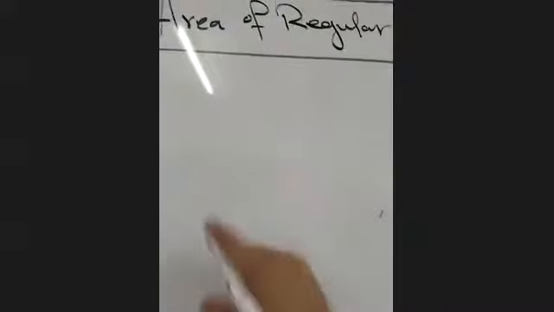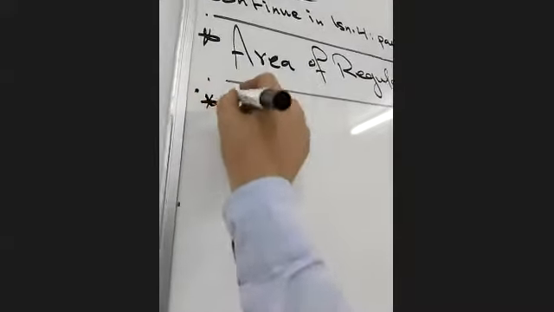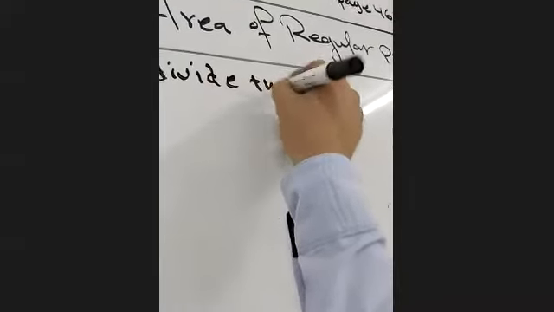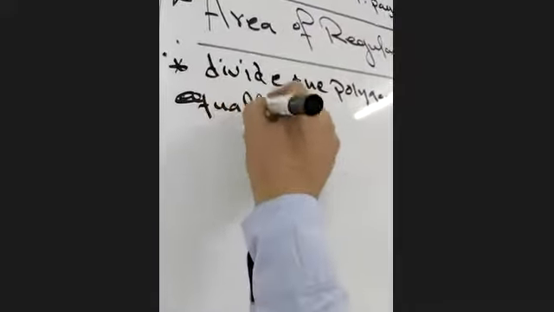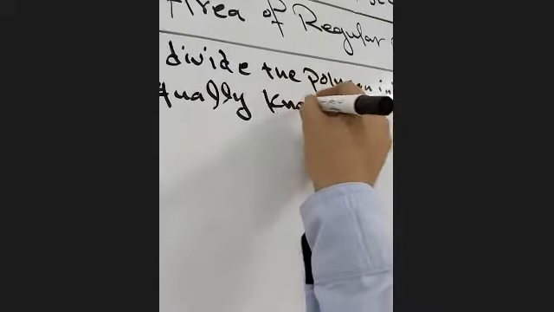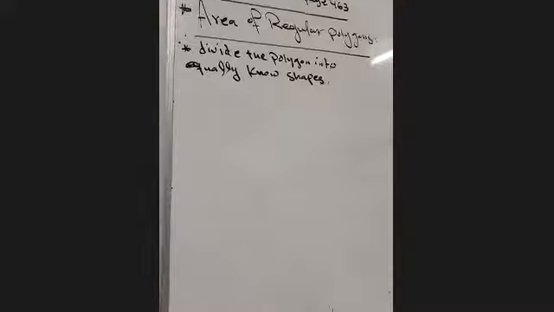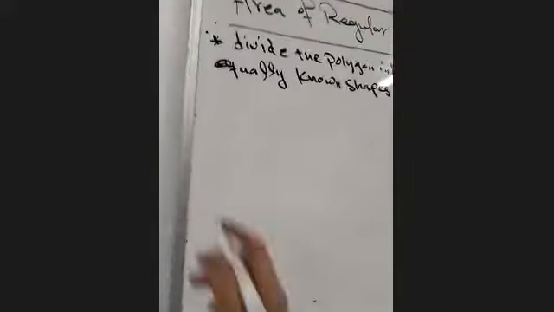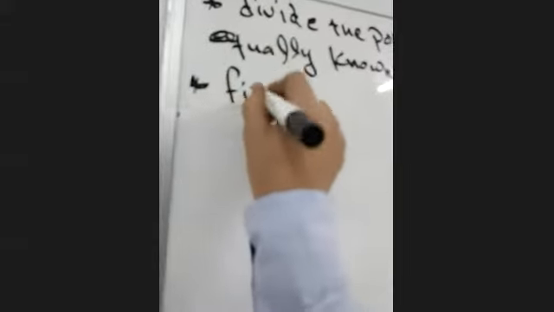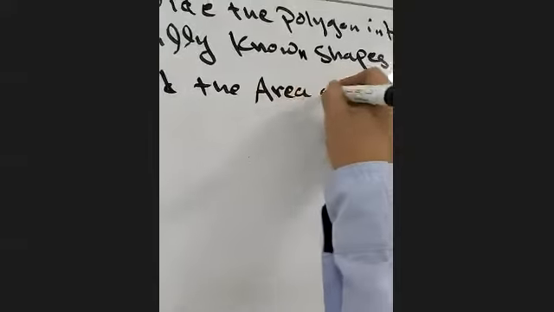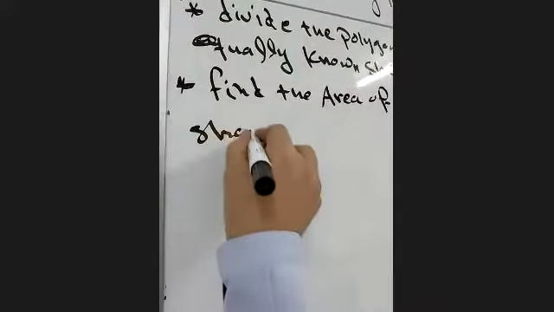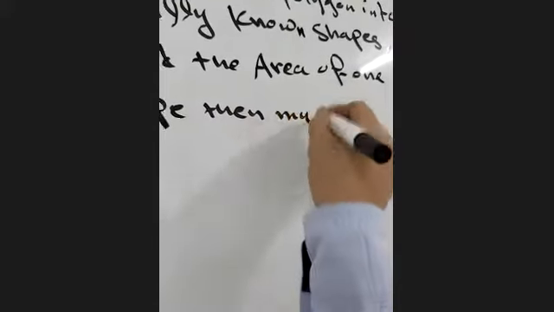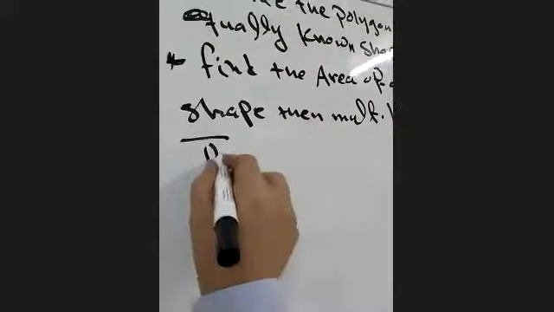Now, the area of regular polygon, to find it, we need 2 steps, okay? First step, guys, divide the polygon into equally known shapes. Step 2, find the area of one shape, then multiply by the number of the shapes.